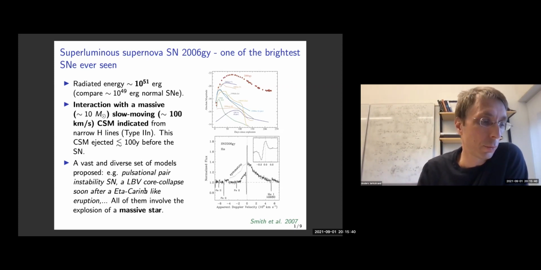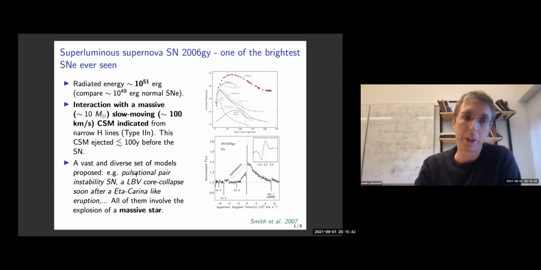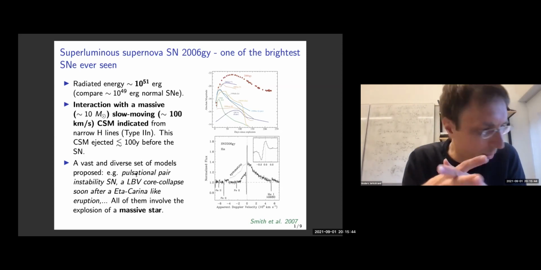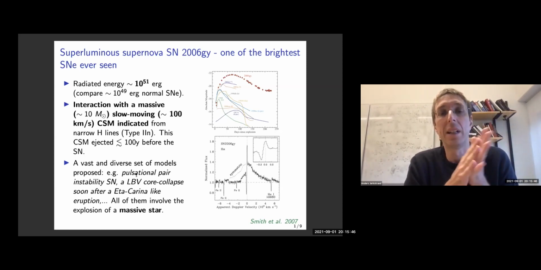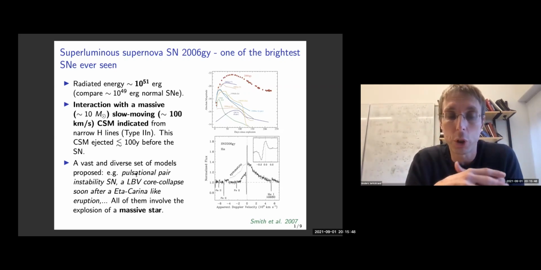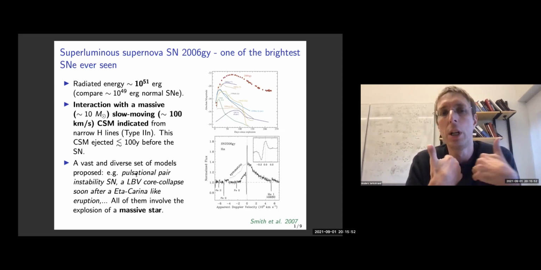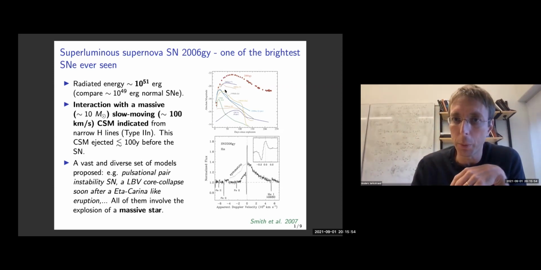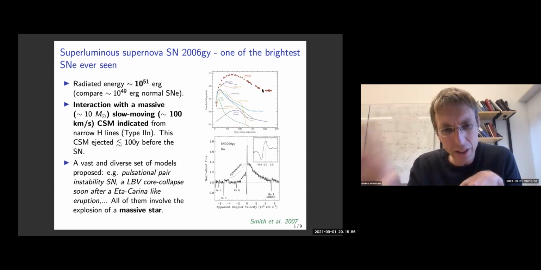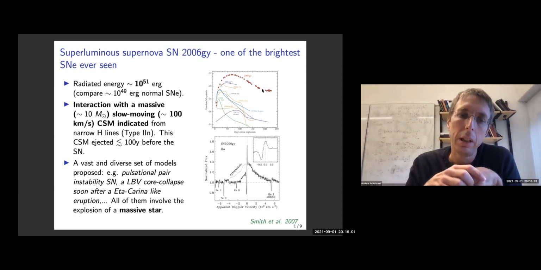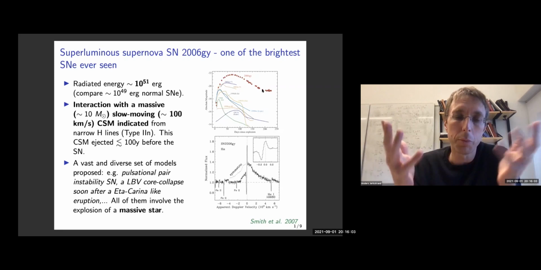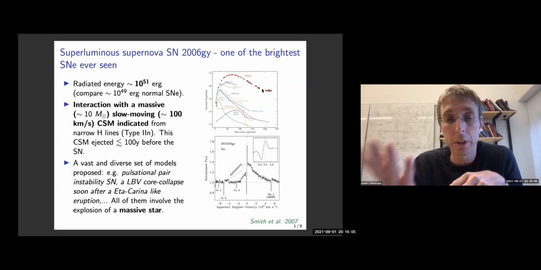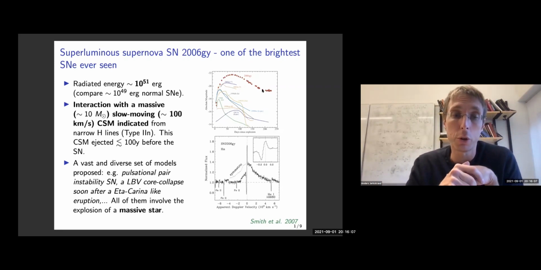There's been two classes mainly. One is the pulsational pair instability supernovae, which we heard about in the first talk by Enrique, where you have subsequent shells ejected by very massive stars. So maybe when these shells collide with each other, can you have something like this? And the other type of models have focused more on something like Eta Carina. So a massive star that maybe has a giant eruption and then it goes core collapse, maybe a century after that.